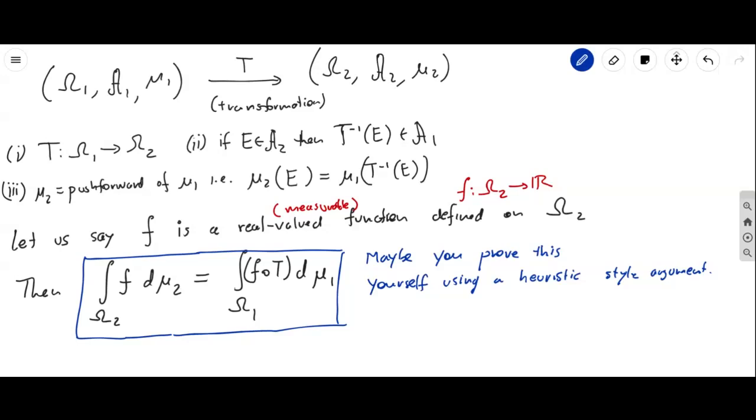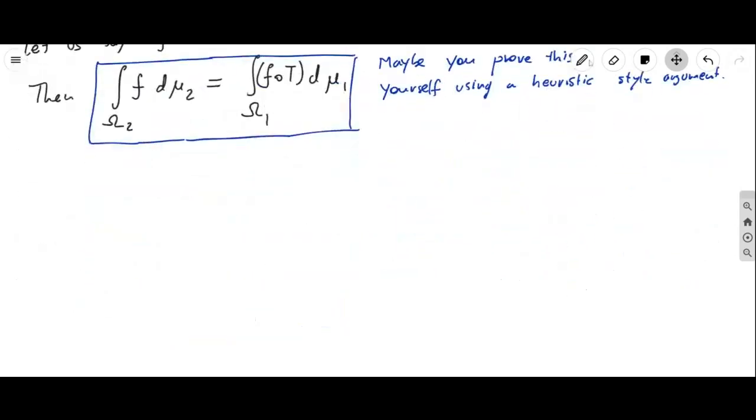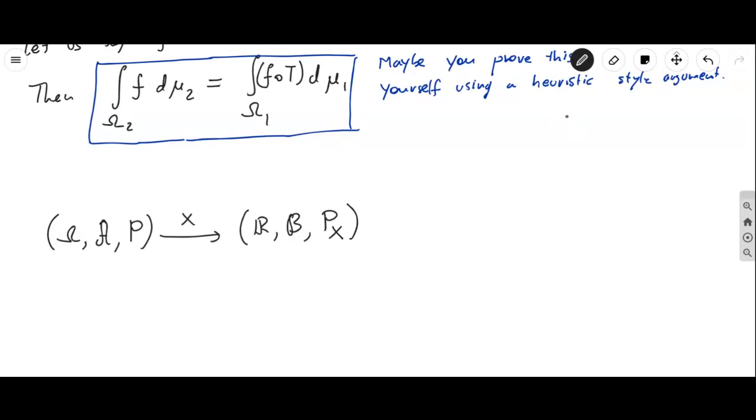So why do I bring this up? The reason why I'm bringing this up is because this is exactly what happens when you're integrating random variables. When you're integrating a random variable, this is the situation. You have a sample space, you have a sigma algebra, you have a probability measure, and then you have a random variable x. Now the random variable x is a transformation to the real line with the Borel algebra, and you get a new measure on the real line, which is what we call the distribution measure. So we're in this situation where you have a transformation from this measure space to that measure space. In this case, they happen to be probability spaces.